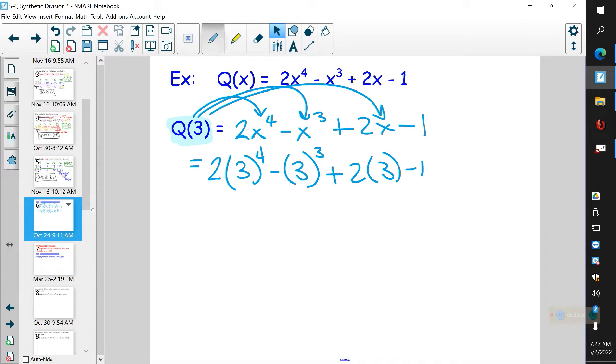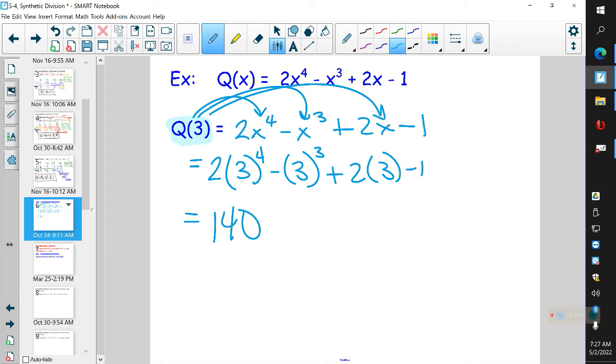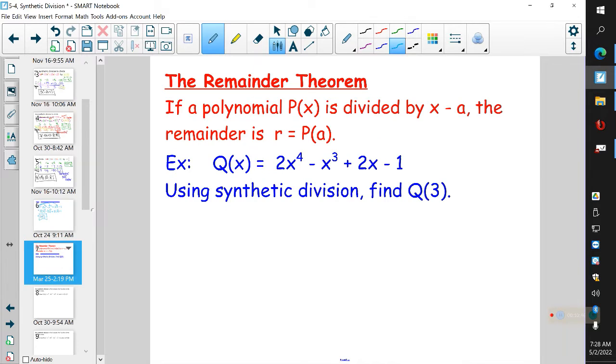So what this means is this answer is 140. Now, we did that the old-fashioned way of doing plug and chug. Well, what if I told you that synthetic division gives you the answer right away? Meaning, when you do synthetic division, the remainder is actually the evaluation of that number. So what do I mean by that?